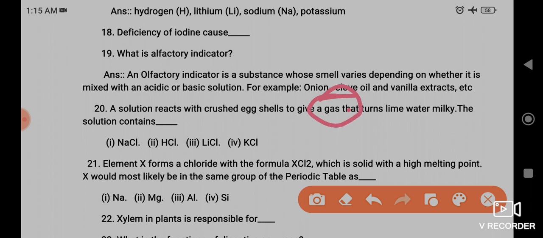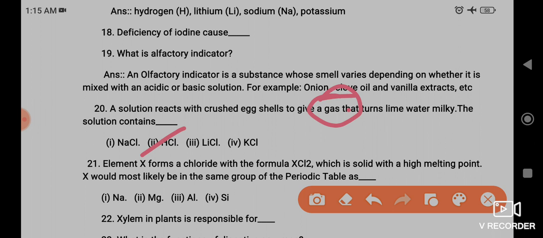But here the question is not asking about the gas, it's asking what the substance is. That substance will be hydrochloric acid. Remember that out of the given options, hydrochloric acid will be the correct answer. But if the question asks which gas is involved, remember that the gas which turns lime water milky is carbon dioxide.